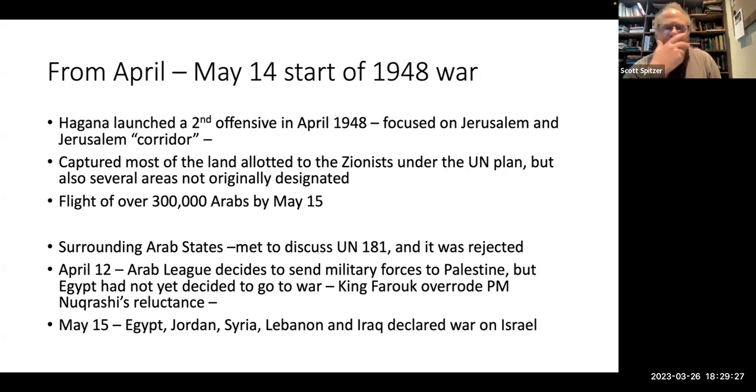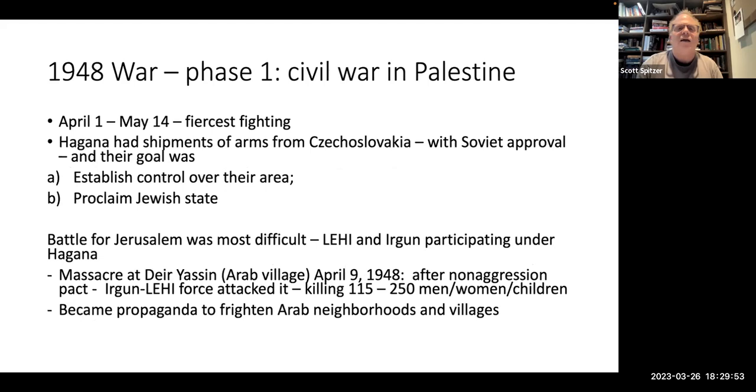Now, Egypt can't make up their mind. The prime minister of Egypt says, why are we going to get involved in this? The king says, no, I'm part of the Arab movement. King Farouk says we have to go. So on May the 15th, the day after Israel declares its independence, Egypt, Jordan, Syria, Lebanon, and Iraq all declare war on Israel. From April to May is the fiercest fighting.